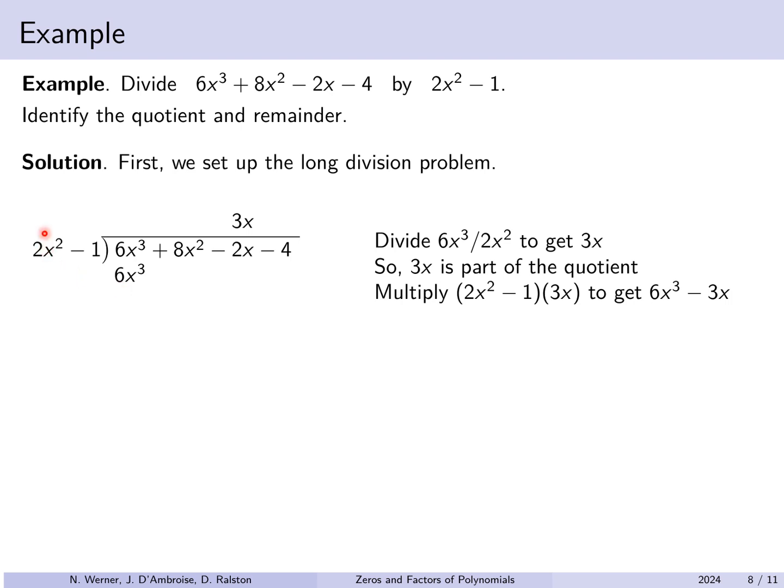So we end up with 3x times 2x squared. We already know that gives us 6x cubed. It's how we determined to put a 3x there. But now we have this minus 1. 3x times minus 1 is minus 3x. I'm going to align it with my x term here.